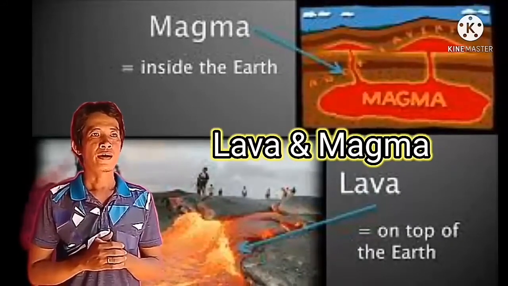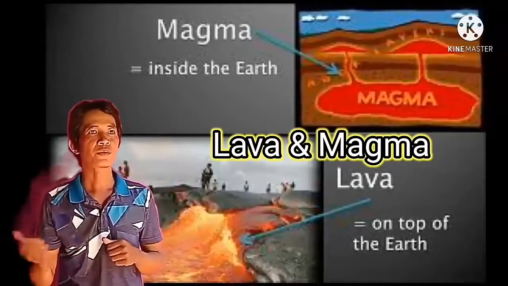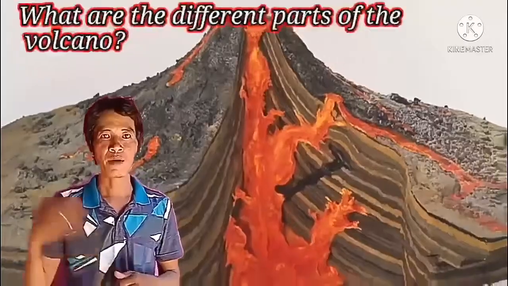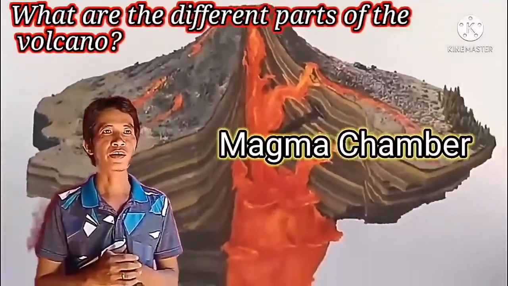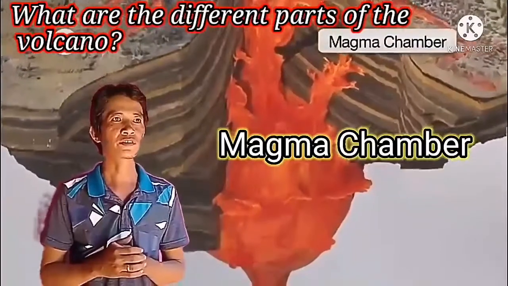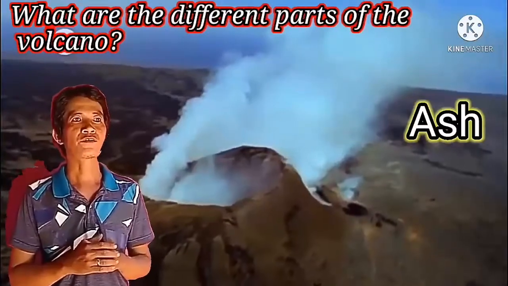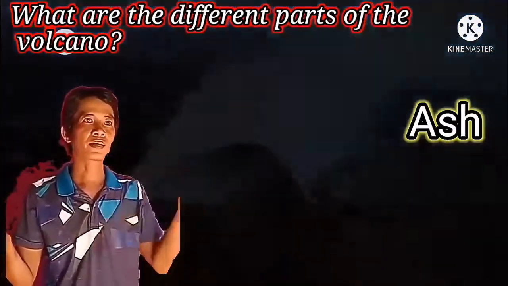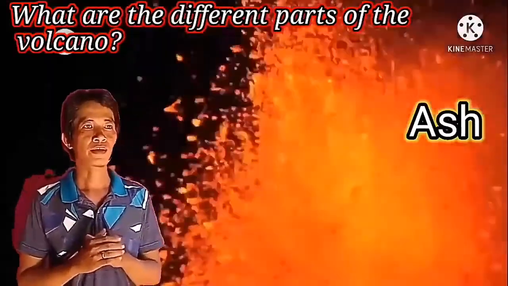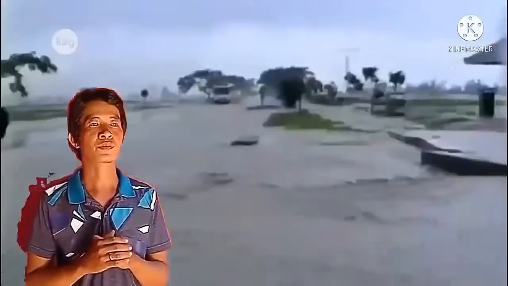It is called magma when it's still inside the volcano, and lava when it reaches the surface of the Earth. Next, the magma chamber. It is a large underground pool of molten rock sitting underneath the Earth's crust. Ash. It is a mixture of rock, minerals, and glass particles expelled during a volcanic eruption. The particles are very small, less than 2 millimeters in diameter.